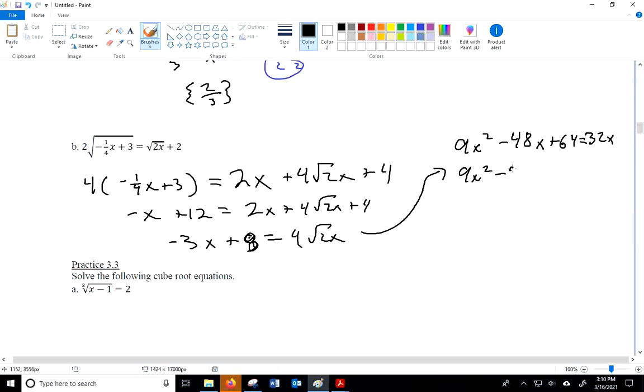And trust me, I would not give you something this big to use the quadratic formula on, so it must be factorable. And it's going to factor, I believe, as 9x minus 8 and x minus 8. So you get x equals 8/9 and x equals 8.